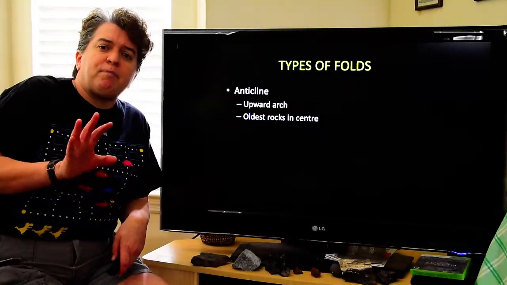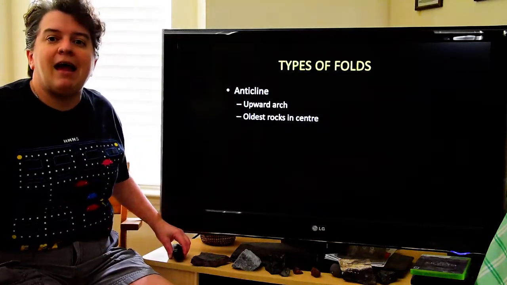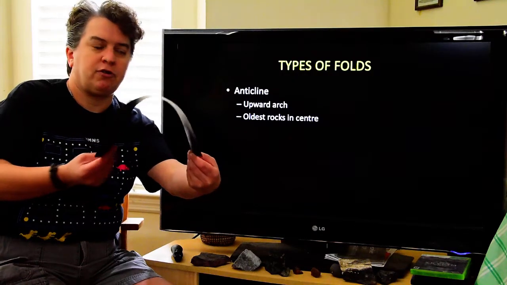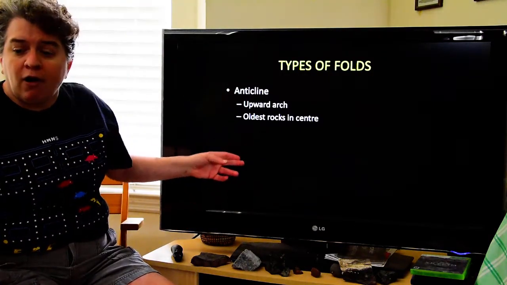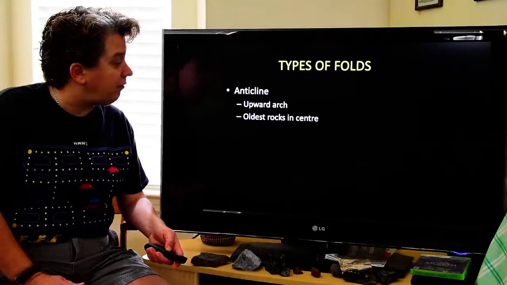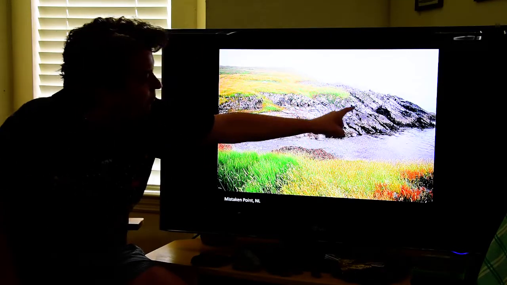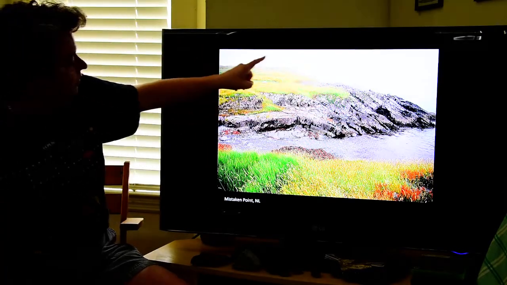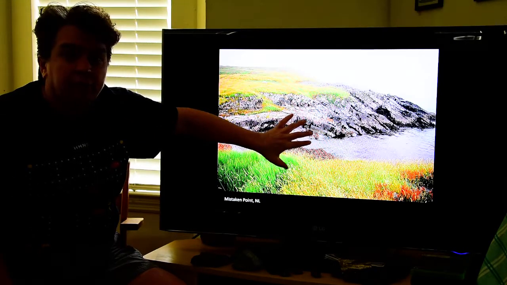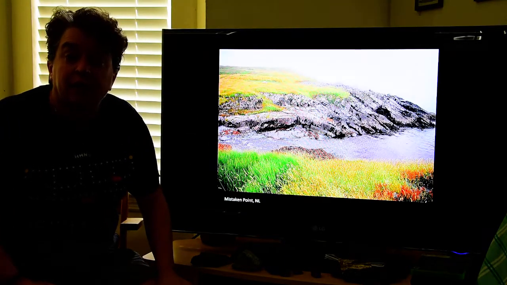Okay, so some basic types of folds that we have. First of all, there's an anticline. An anticline has an upward arch. And the oldest rocks of the anticline are going to be in the center part of the fold. So right here we have an anticline. These rocks came up. Now these have been eroded, but they come back down around. And the oldest rocks will be in the center part of that fold, the younger ones towards the outside.